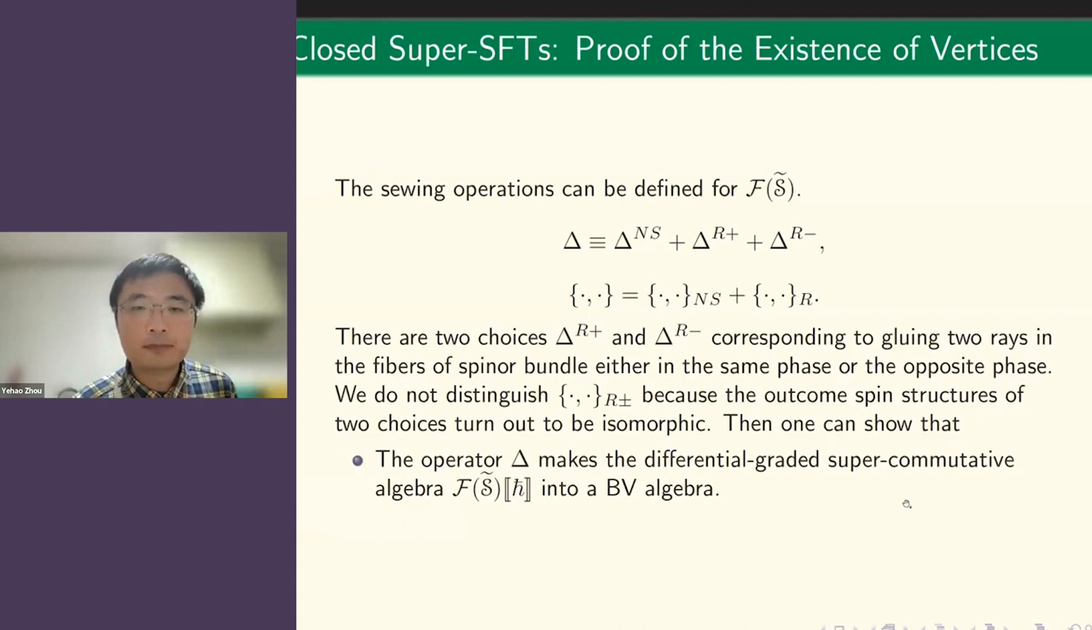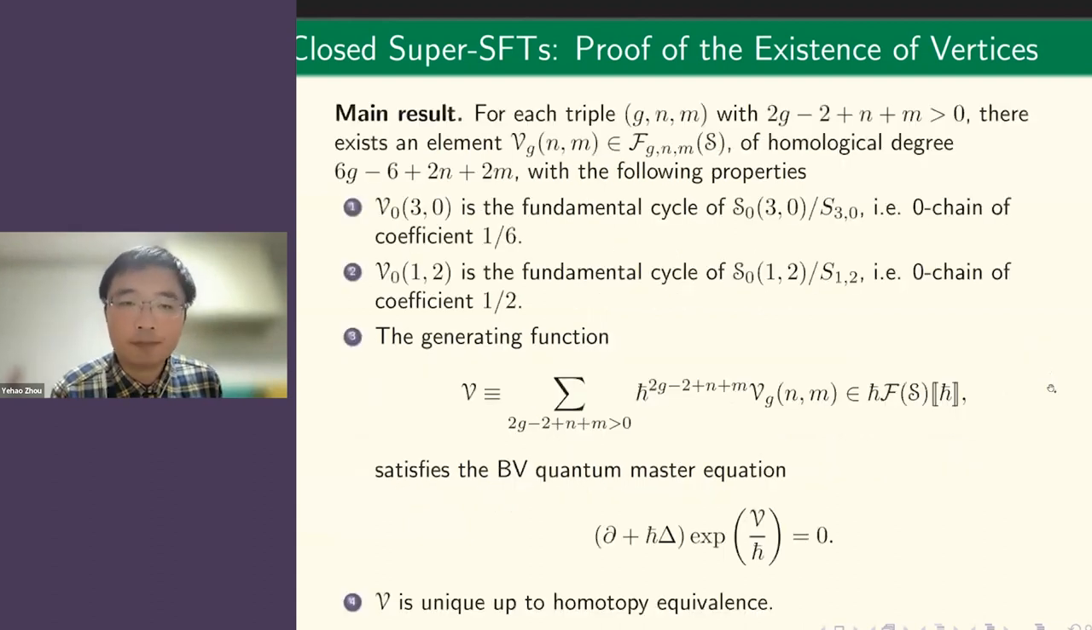And our main result in the paper is the following. For each triple: genus G with M Neveu-Schwarz markings and M Ramond markings, such that stability holds, there exists a top dimensional chain inside the spin moduli space S, G, and M with the following properties.